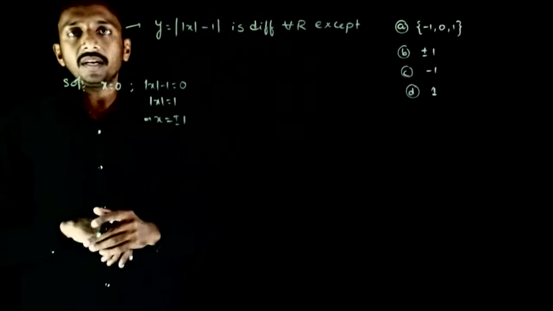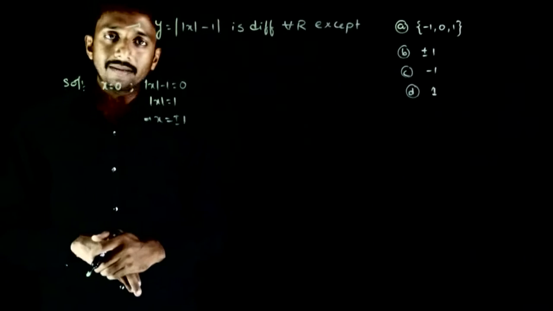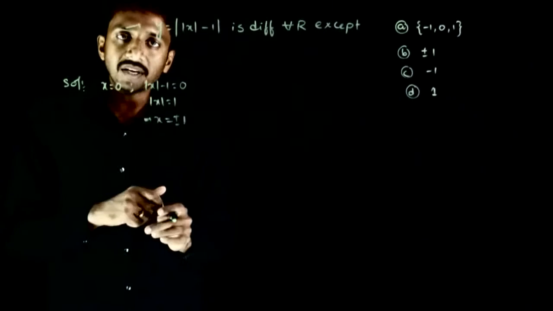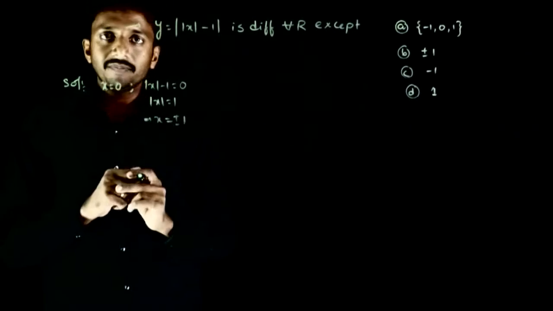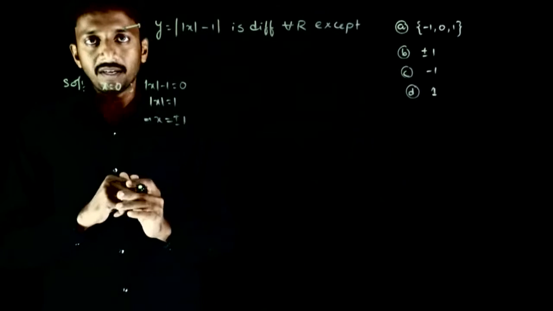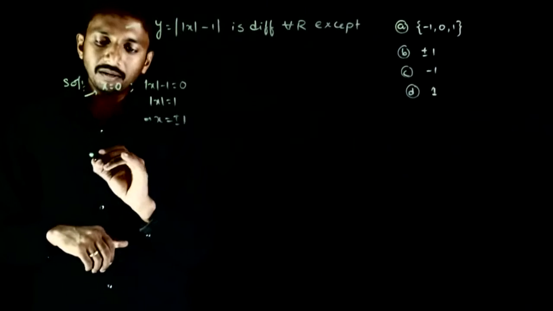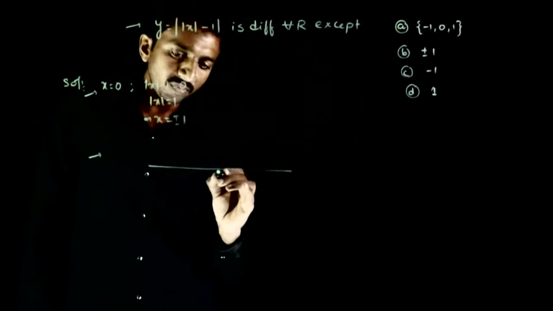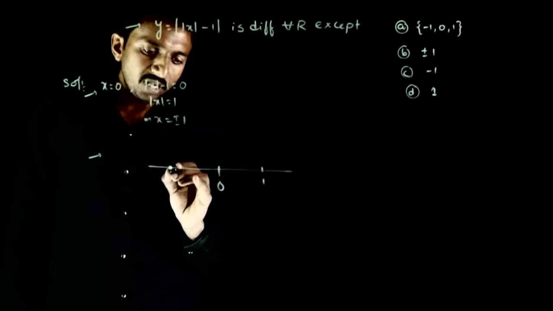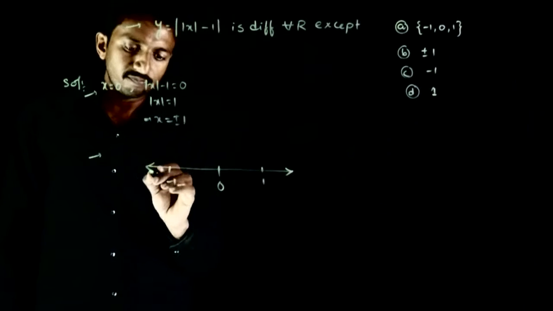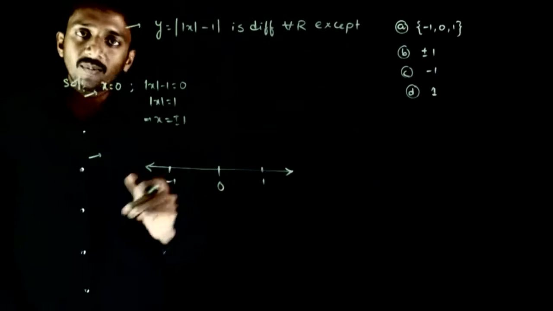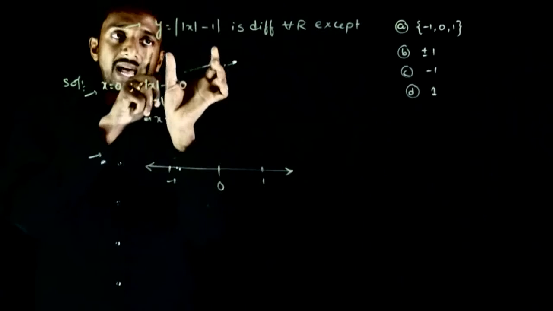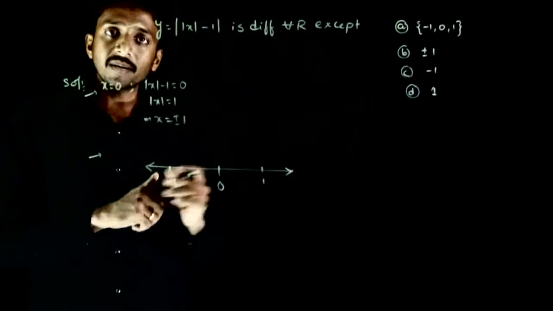So you have three critical points: x is equal to 0, x is equal to 1, and x is equal to minus 1. So you have to analyze this function separately in different intervals. So first मैं क्या करता हूँ, ये सारे critical points को आप real number line में plot कर लीजिए, 0, plus 1 and minus 1. Real number line में plot किया. So now I have to analyze this y separately in the separate intervals.